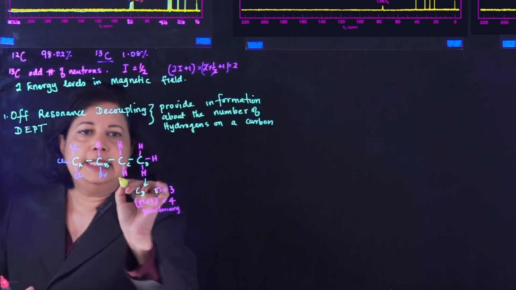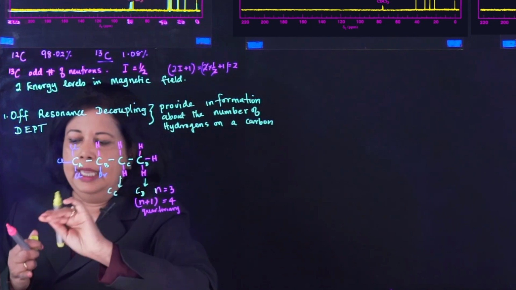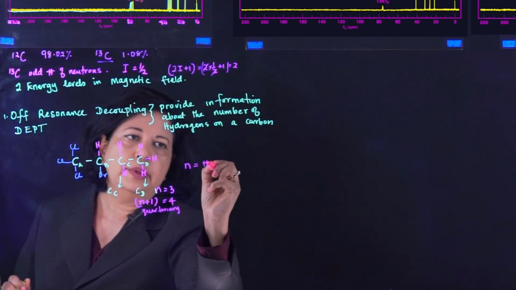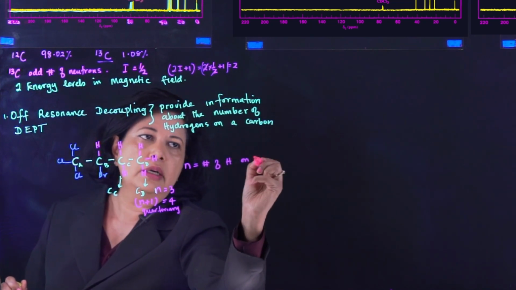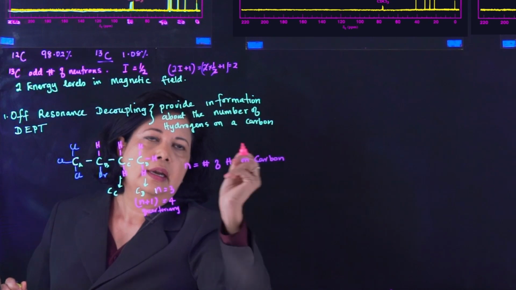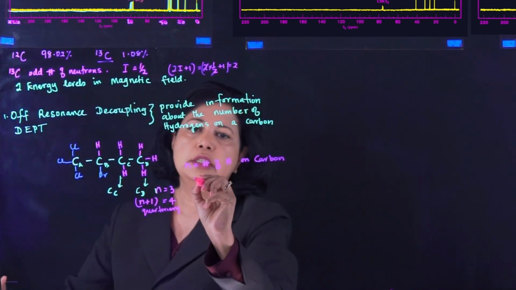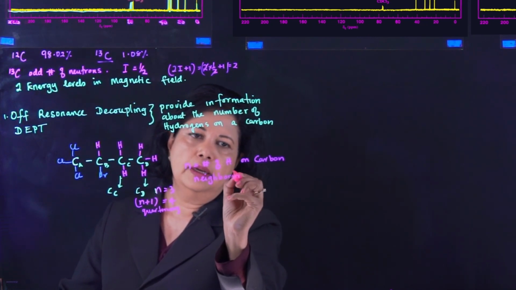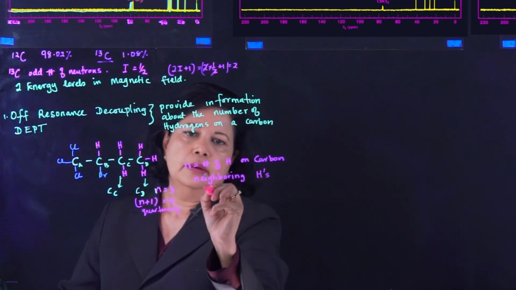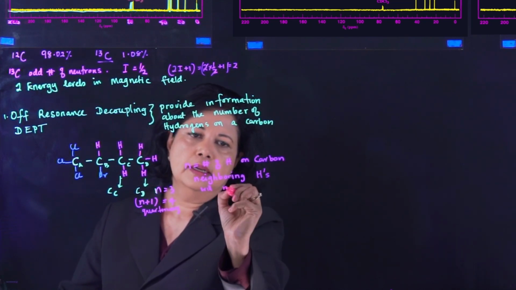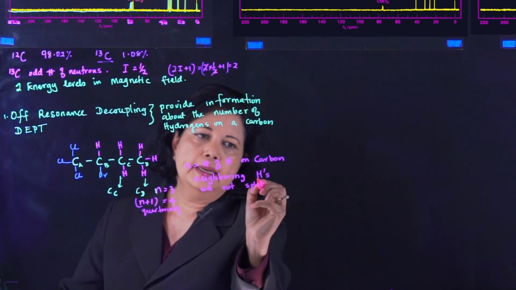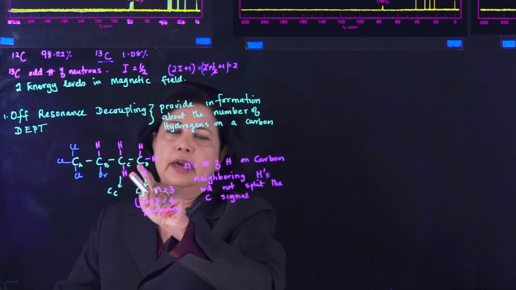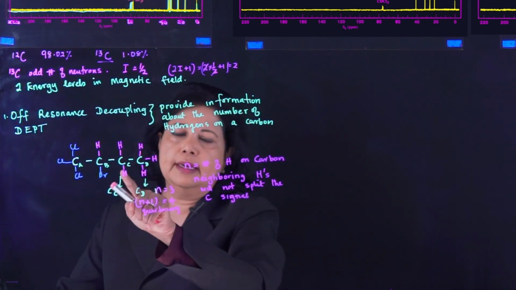If you take C, carbon C, the number of hydrogens, in this case I'm going to write this N, is the number of hydrogens on the carbon. Neighboring hydrogens do not split the carbon signal. What that means is this carbon is only looking at these 3 hydrogens. It is not split by these hydrogens.